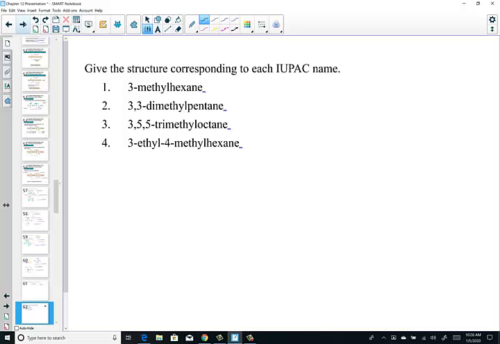Let's keep practicing that same skill. 3-methyl hexane. All right, so the prefix is hex. 1, 2, 3, 4, 5, 6, and at carbon 3 is a methyl. So I just get my connectivity figured out first. Then I can do the structure. 1, 2, 3, 4, 5, 6 carbons in the zigzag fashion, and at carbon number 3 is a methyl group.